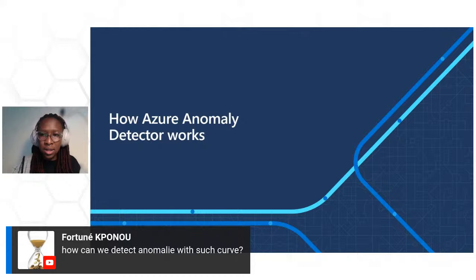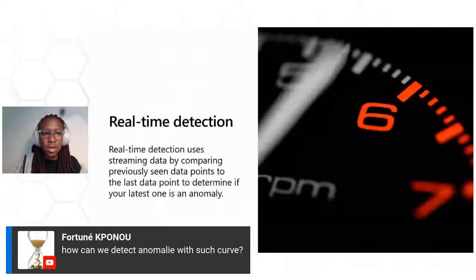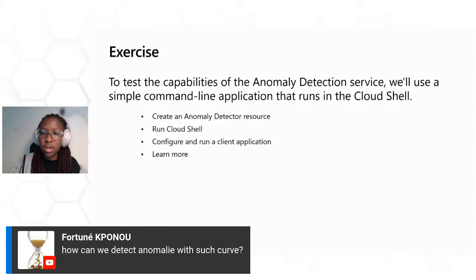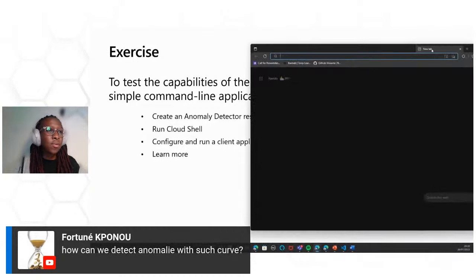Okay, I don't think there's any question, so I'll go directly to the exercise. With the exercise, I'll be creating an anomaly detector. Then with the anomaly detector that we create, we'll run through some code and check to see if it can actually detect anomalies.